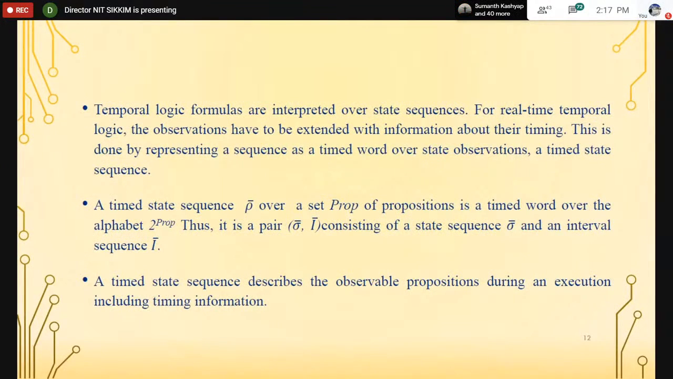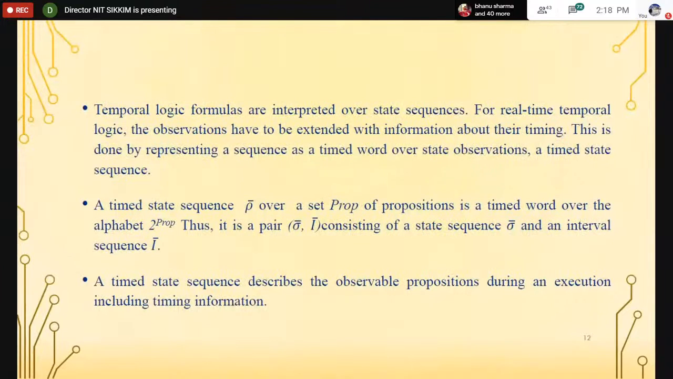So a timed state sequence here we denote by rho bar. In the untimed automata, your state sequence is denoted by sigma bar. So if I have to convert the untimed state automata into the timed automata, then I'll define this state as a pair of your linear sequence and a bound with your timing requirement. So I is the interval here. So capital I bar denotes the set of time intervals in which your application has to be completed.